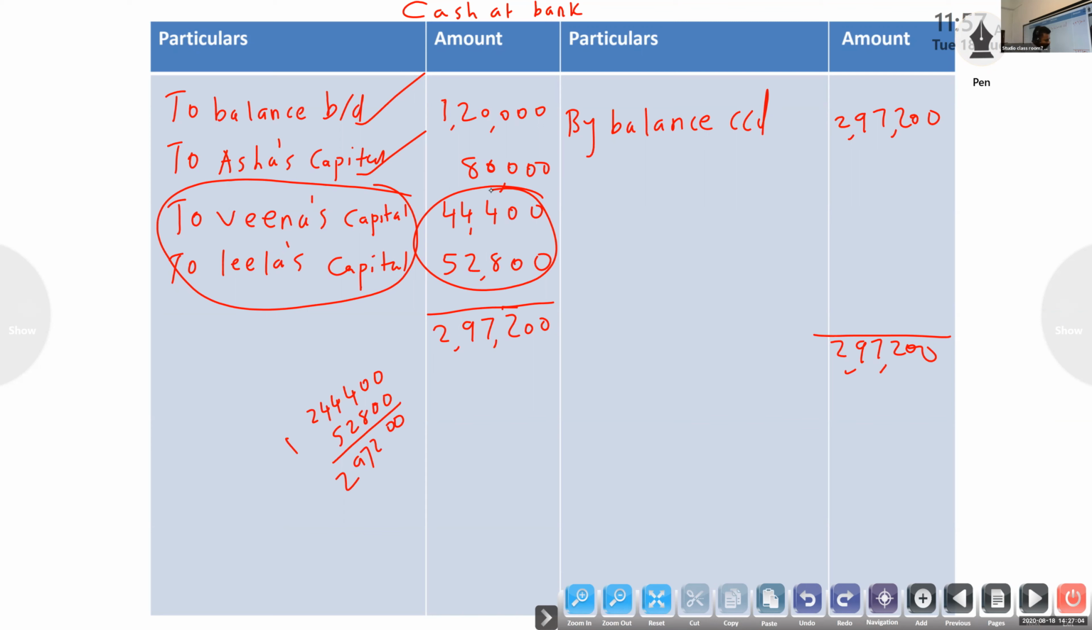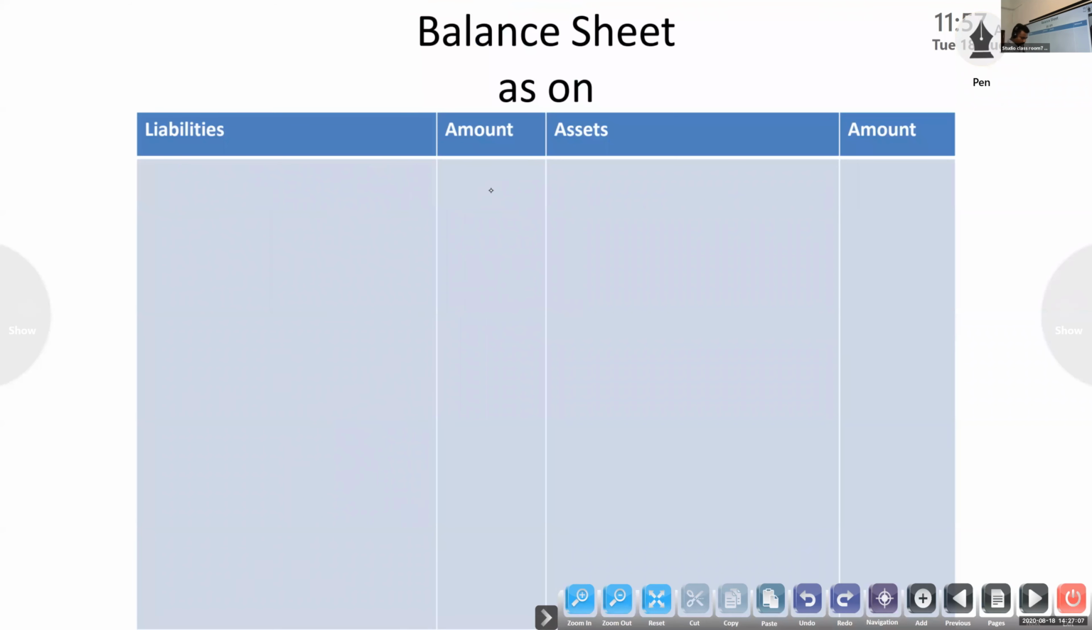Okay, next we will do the balance sheet as on 1st April 2012. First item, cash at bank. Amount will be how much, Aisha? Which amount will we write? From the cash account, 2,97,200. Yes, very good.